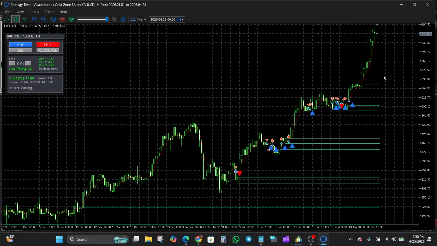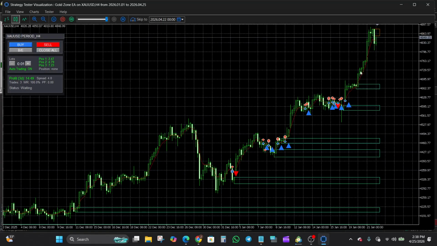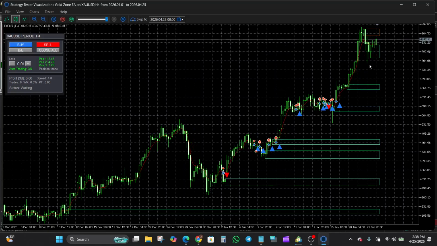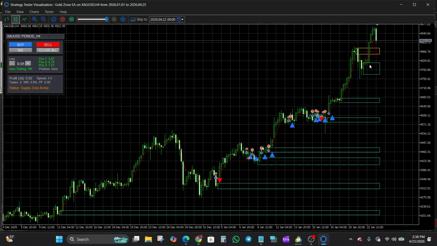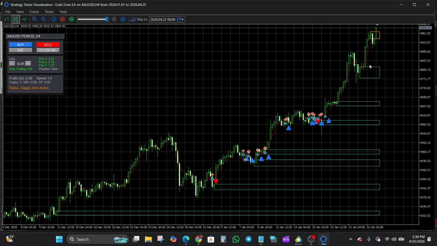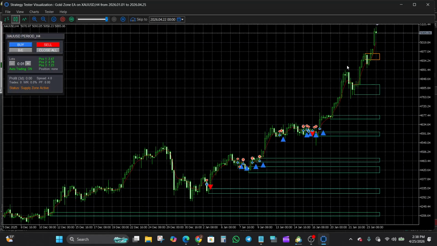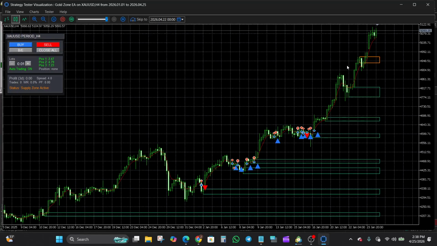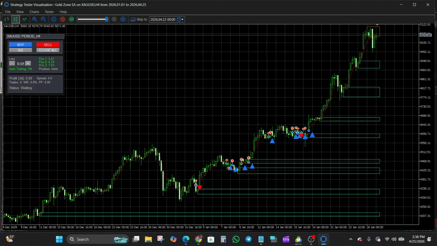Okay. So you notice how price becomes a bit more erratic here. We are seeing fewer clean entries, and this is expected. So this EA performs best in structured directional markets where zones hold and momentum confirms entry. In sideways or highly volatile conditions, the signals become less reliable because zones get broken more frequently. All right.